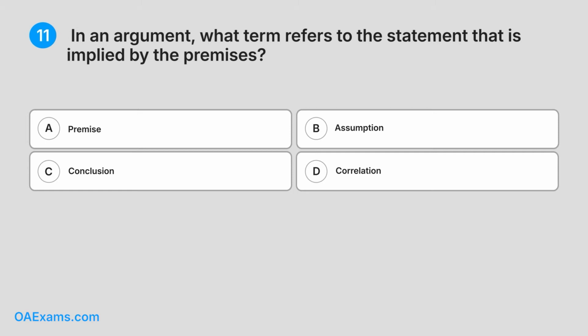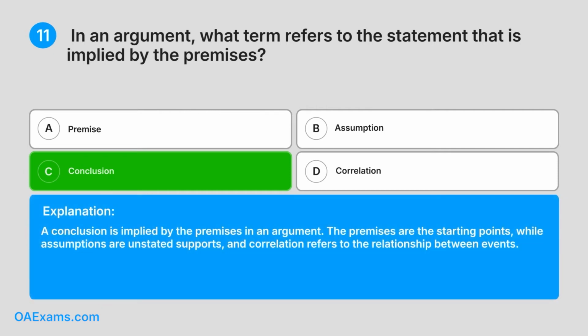11. In an argument, what term refers to the statement that is implied by the premises? A. Premise. B. Assumption. C. Conclusion. D. Correlation. Can you guess the answer? Correct answer. C. Conclusion. Explanation. A conclusion is implied by the premises in an argument. The premises are the starting points, while assumptions are unstated supports, and correlation refers to the relationship between events.